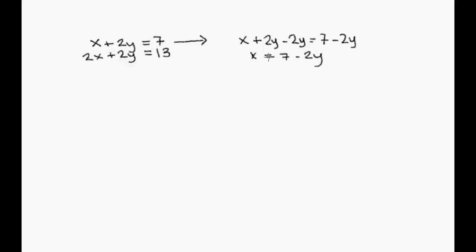Alright, since x equals 7 minus 2y, we now substitute 7 minus 2y for x in the second equation and then solve for y. So let's go ahead and do that. Alright, now don't forget to insert the parentheses when you're substituting 7 minus 2y for x, okay? So we're going to distribute the 2.